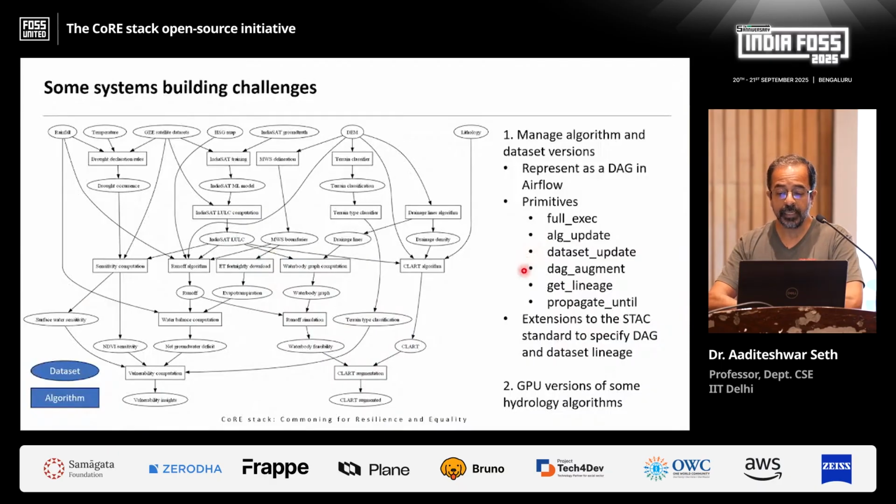So we are building these primitives so that if you update an algorithm, or update a data set, or augment the DAG and add more stuff to it, it all works. And for any data set, you can get the lineage: where did it come from, and so on.